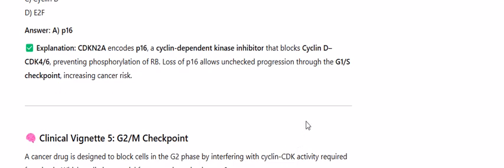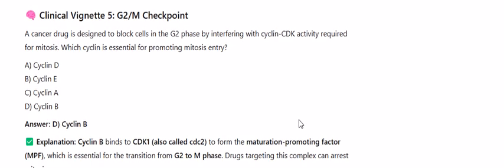Clinical Vignette 5. G2/M checkpoint. A cancer drug is designed to block cells in the G2 phase by interfering with cyclin-CDK activity required for mitosis. Which cyclin is essential for promoting mitosis entry? A. Cyclin D, B. Cyclin E, C. Cyclin A, D. Cyclin B.